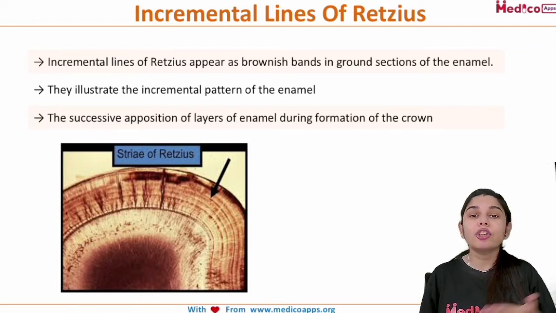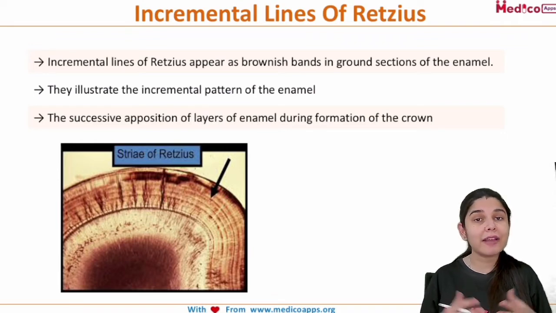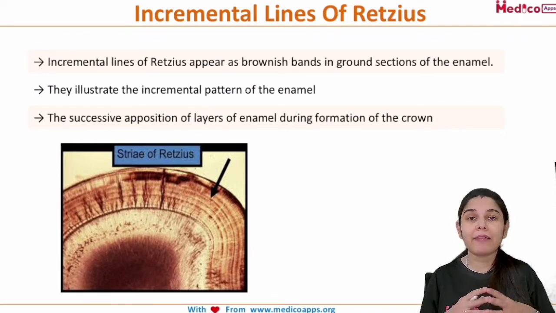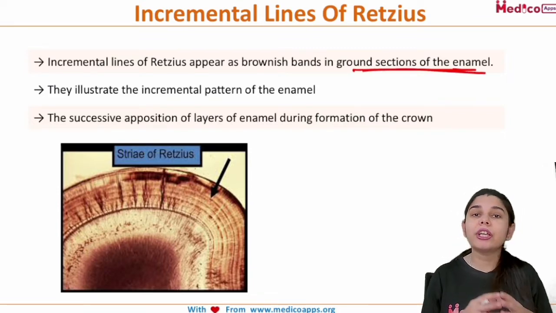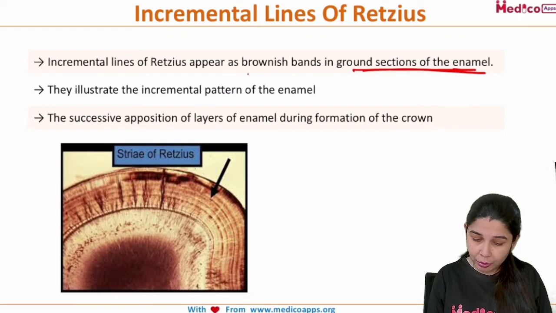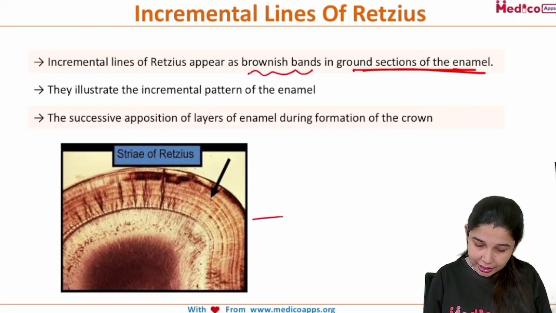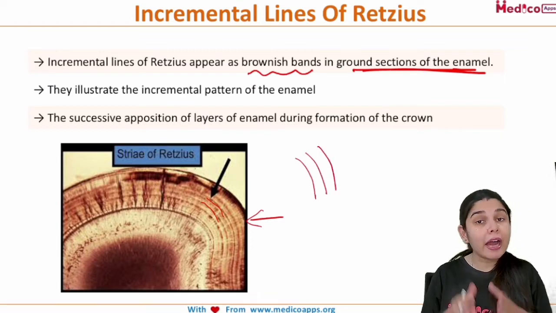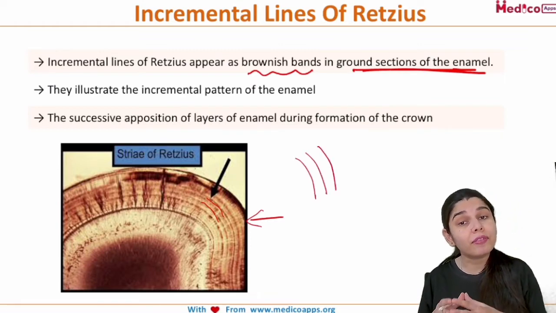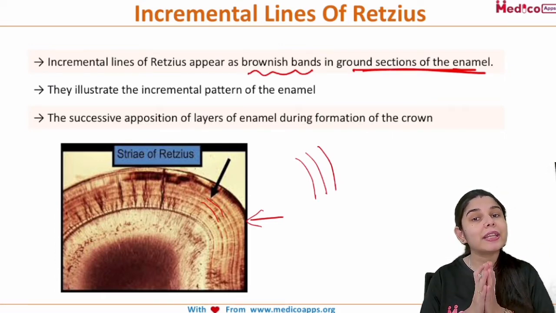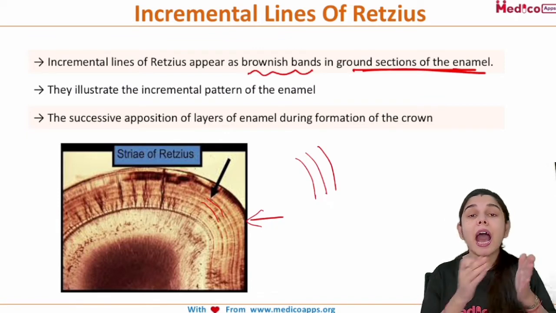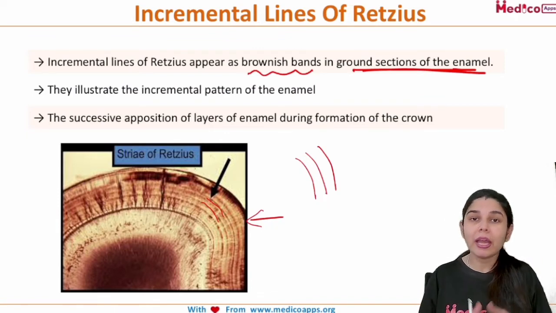The incremental lines of Retzius, as I have told you, are seen in the enamel, and they are seen in the ground section of the enamel. How do they look? They look like a brownish band. As you can see in this image, these brownish bands are known as incremental lines of Retzius. So the first answer is that the incremental lines of Retzius are seen in the ground section of the enamel and appear like brownish bands.